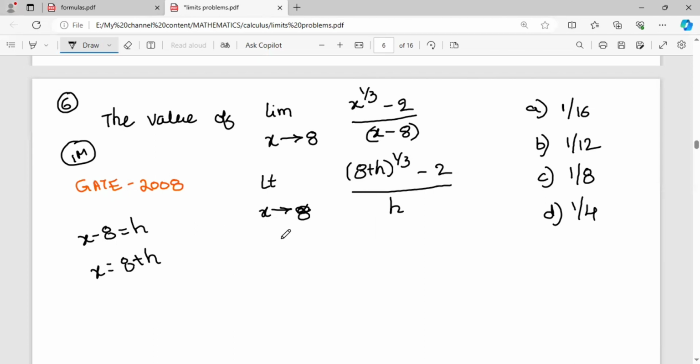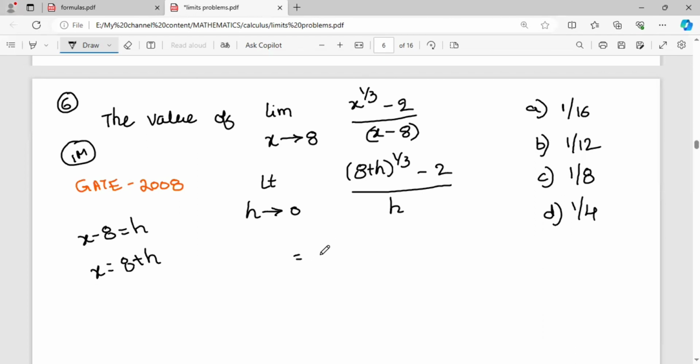Now this can be written with h tends to 0. Here x - 8 equals h, we are assuming x - 8 equals h, so h tends to 0. Then we apply the L'Hospital rule. Apply L'Hospital rule.